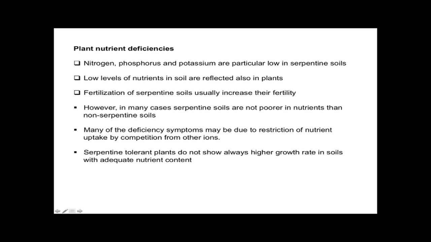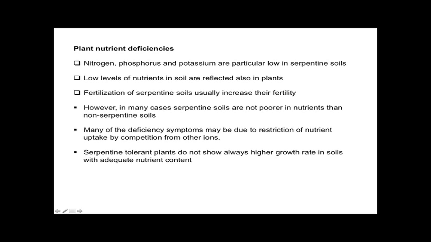Now, about the third chemical property of these soils, the nutrient deficiency. We know that nitrogen, phosphorus, and potassium are particularly low in serpentine soils, and this low concentration in soils is also reflected in the concentration within the plant tissues. Also, we know that fertilization of serpentine soils increases their fertility, increases the biomass of the plants growing on serpentine. However, there are soils which are poorer in nutrients than serpentine soils.